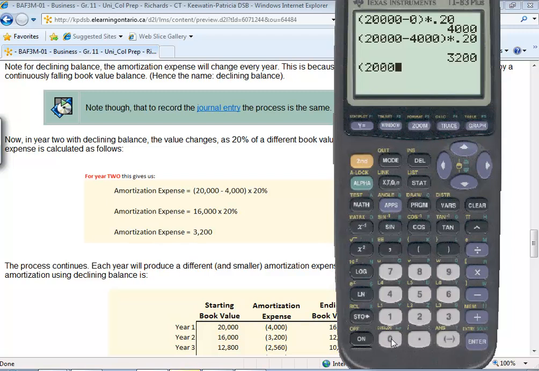The next year would look like this. We would go 20,000 minus. Now, in the first 2 years, between the two of these, we've accumulated $7,200 in amortization. So this would be 7,200. That's what would be in that account, times 0.2. So in the third year, you'd be able to use $2,560 for the amortization expense for that particular account. And that's the end of this tutorial.